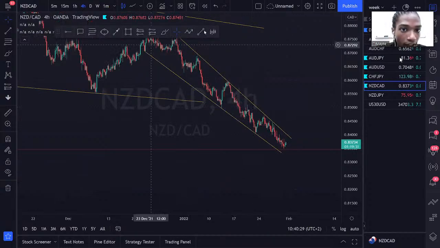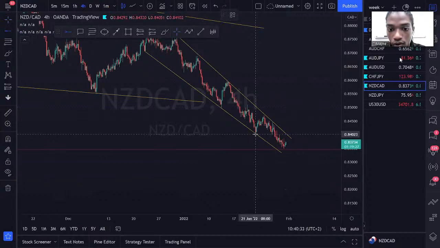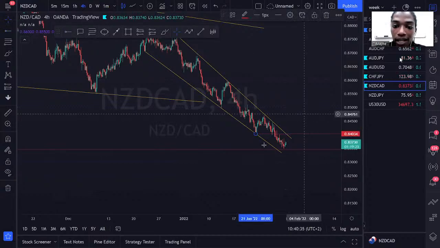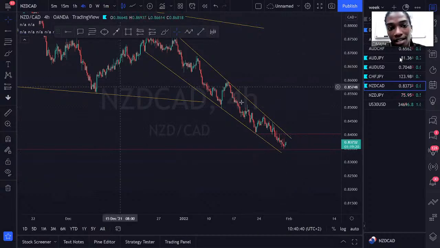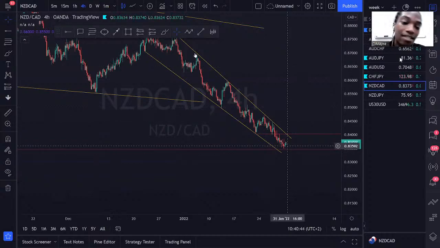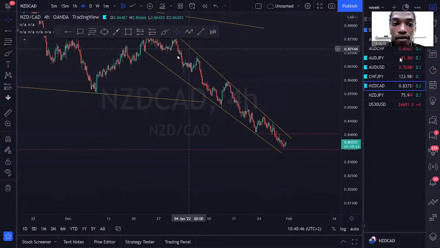Now, obviously, we have this 4 hour support here from a 4 hourly perspective. We've got this 4 hourly support right there. And we can see how prices have violated this most recent 4 hourly support, and how prices violated the overall structure. So what I'm going to be doing here on New Zealand dollar CAD is I have a bullish bias based off how we're violating the structure.